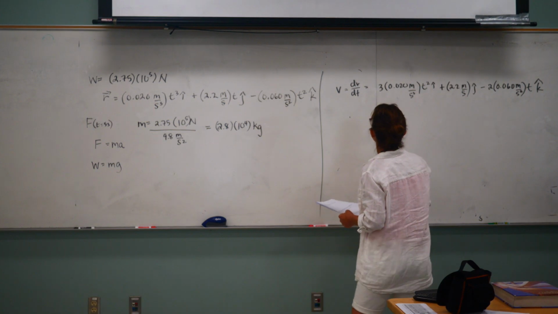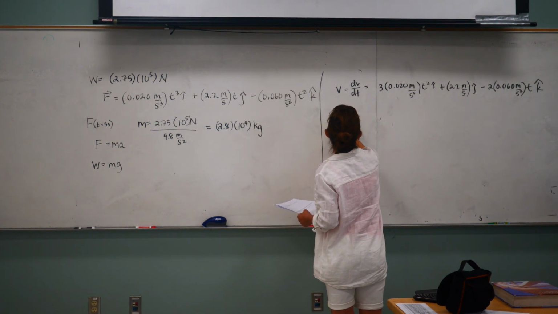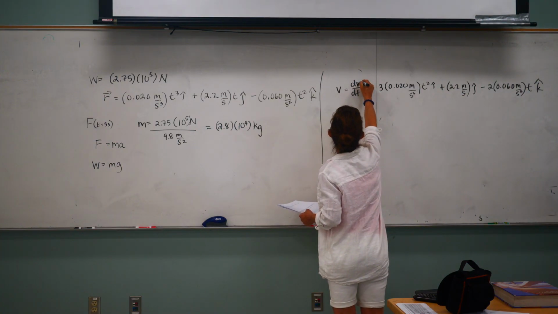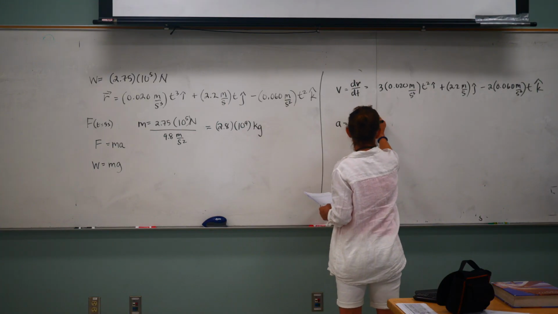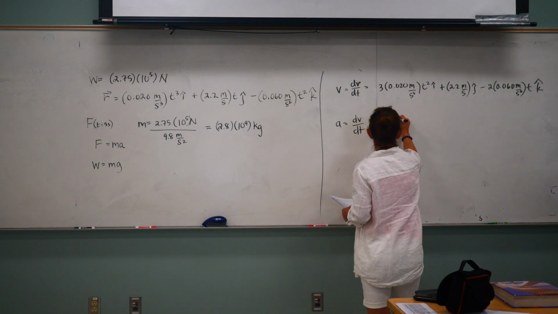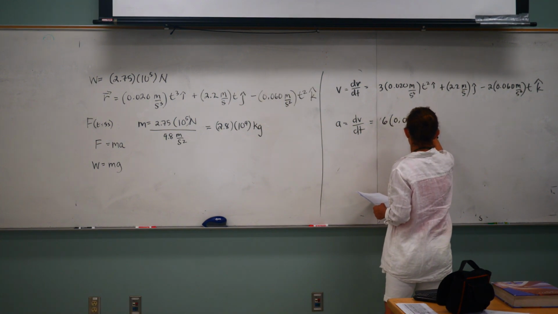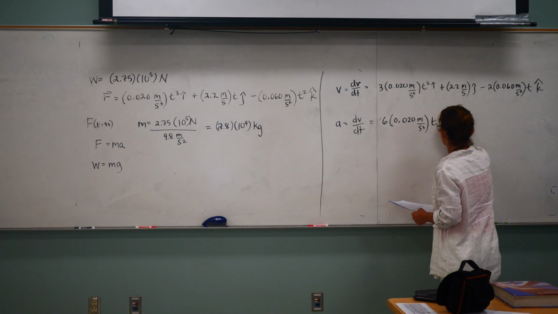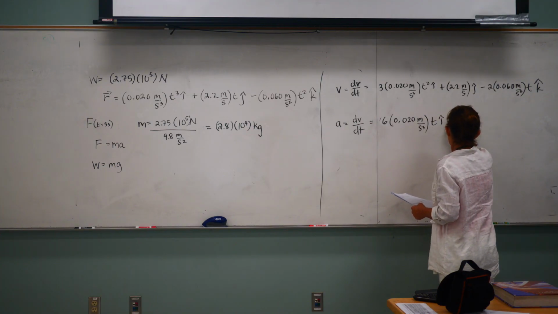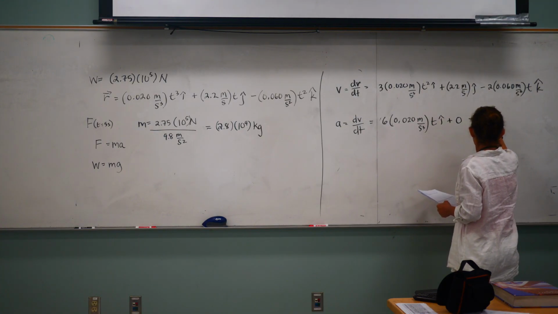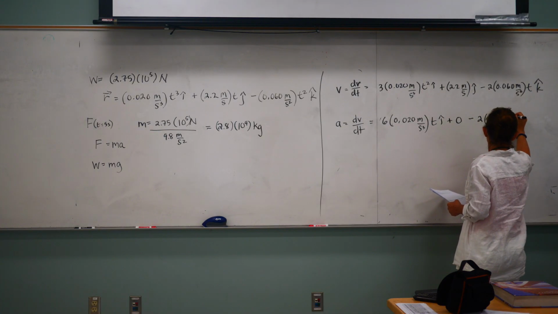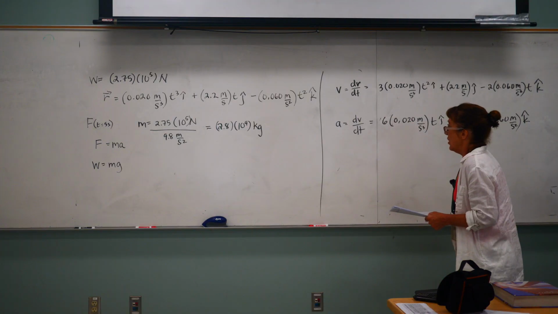Differentiating one more time, we will get a. This is r by the way, not v. a equals dv/dt, and that's going to be equal to 6 times 0.020 meters per second cubed t. That's a constant, i, plus 0, minus 2 times 0.060 meters per second squared k.